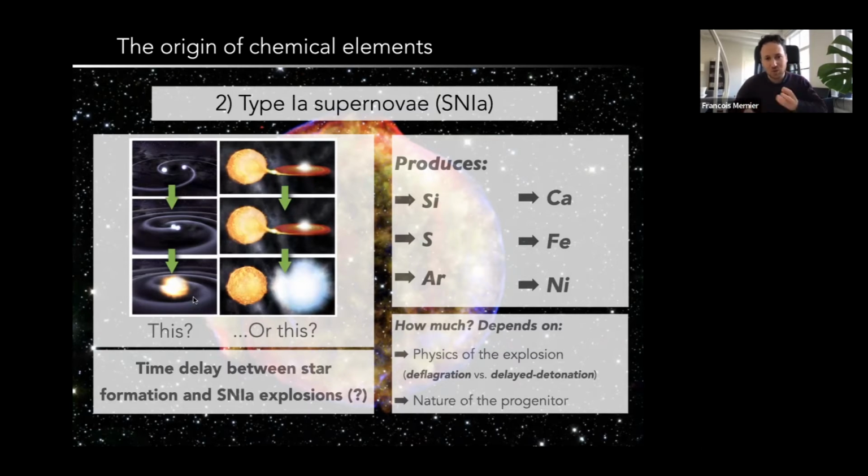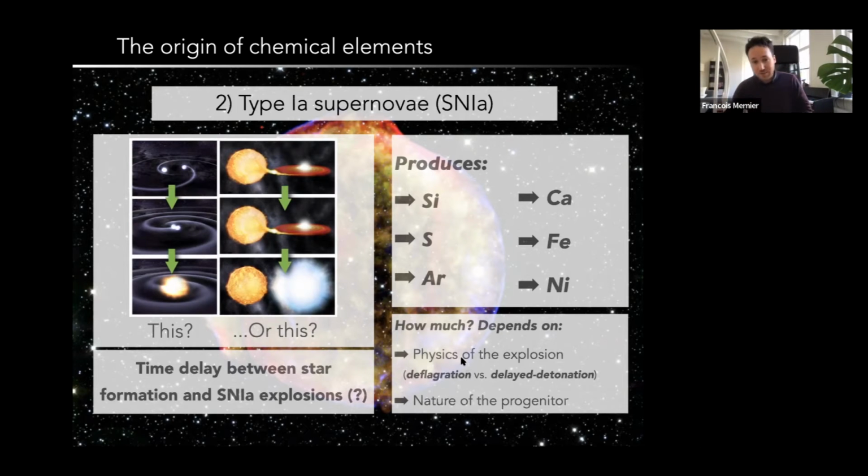We are still not really sure about the real nature of this progenitor, but what we know is that type 1a should produce silicon, sulfur, argon, calcium, iron, nickel. So essentially elements from the so-called iron peak. And of course, we're talking about low mass stars, so the time delay between this typical star formation and type 1a explosion should be longer than what we expect from a core collapse supernova.